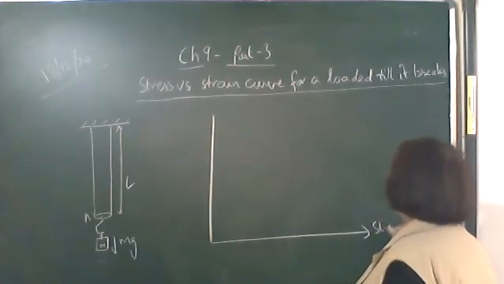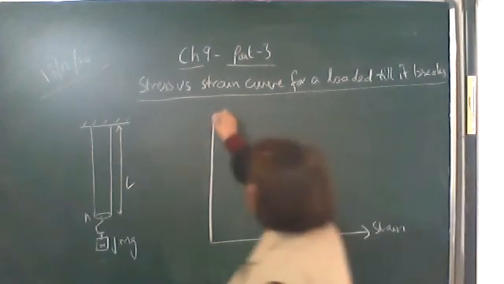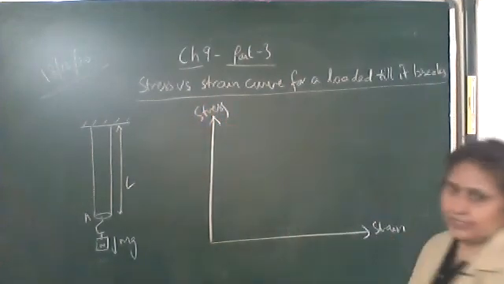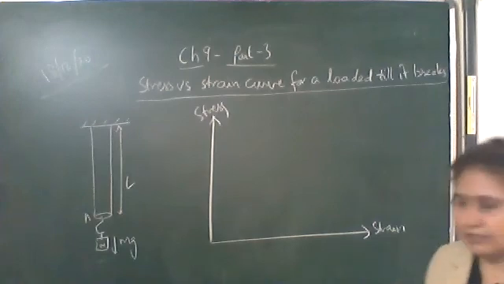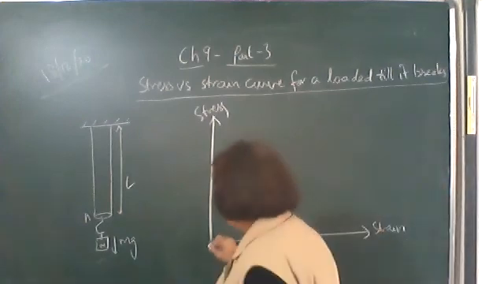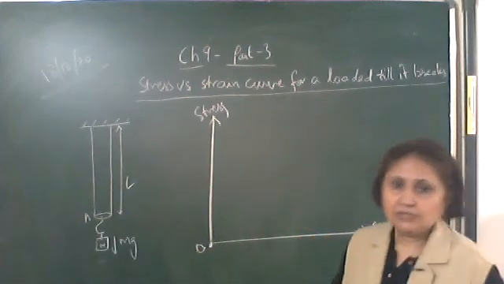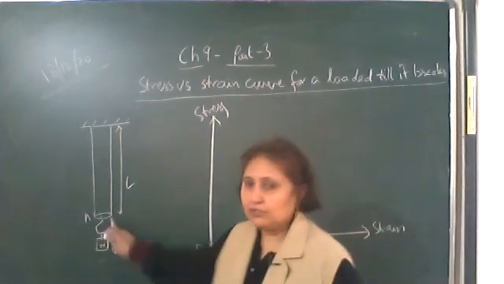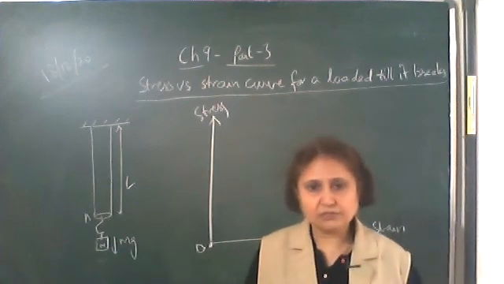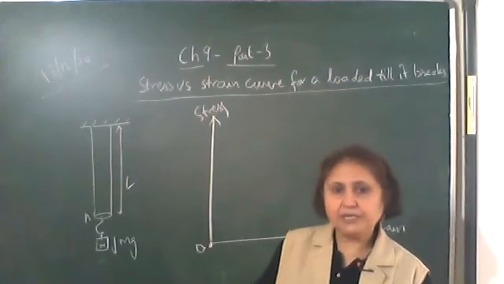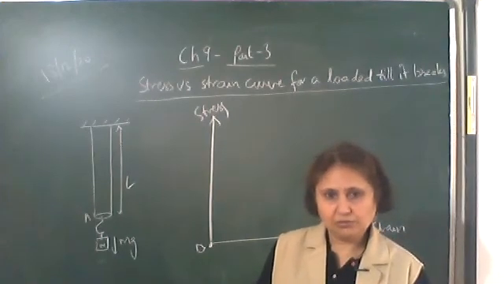Along the y-axis, we'll take stress, and along the x-axis, strain. So stress versus strain. This point is 0. Zero means no load is there on the wire, no stress, no elongation, no strain. Here stress will be directly proportional to the load.